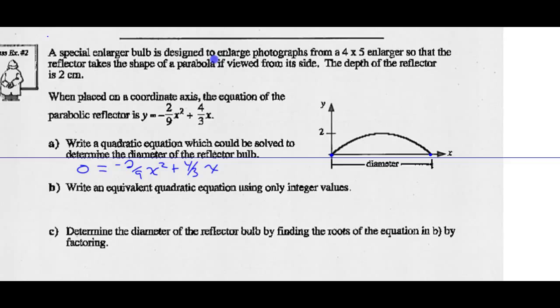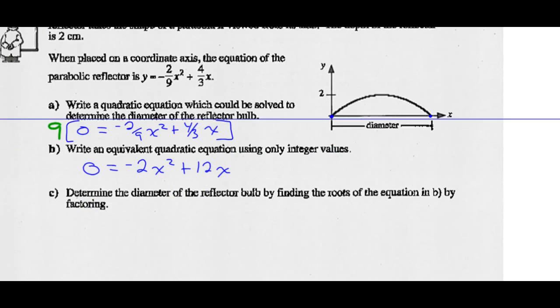So they want to get rid of all the fractions. If I multiply the whole equation by the lowest common denominator, in this case of 9 and 3, which is 9, I'm going to get rid of the fractions, and I'm left with only integer values. So 9 times 0 is still 0. 9 times negative 2/9 is negative 2x squared. And 9 times 4/3 would be 12x. 9 divided by 3 is 3, 3 times 4 is 12.